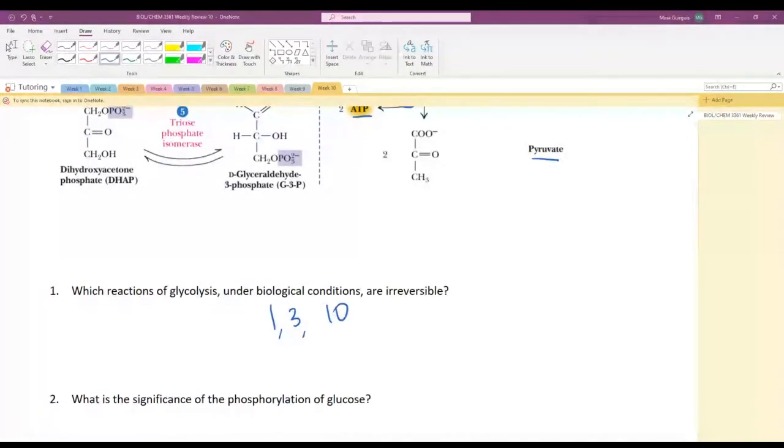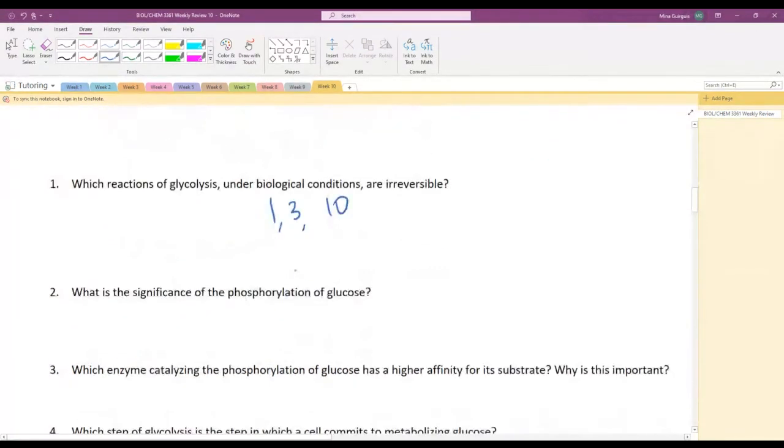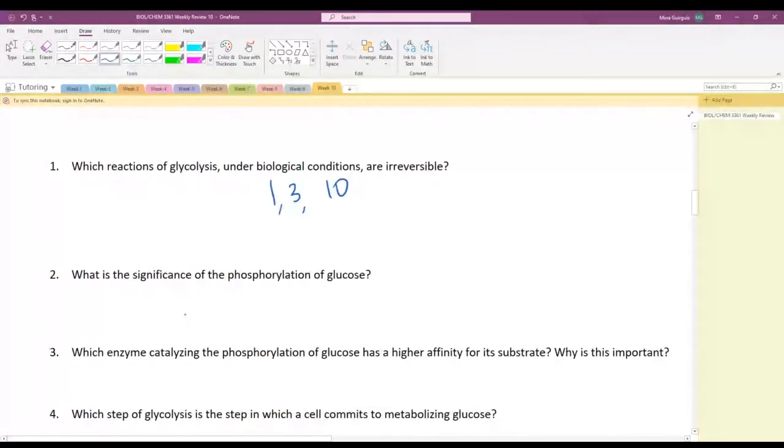The next question says, what is the significance of phosphorylation of glucose? So like I've said before, this is a priming reaction. It helps set us up for future reactions. It also does a couple of other things for us. The first is it introduces a negative charge. So whereas glucose is neutral, now it's negatively charged.